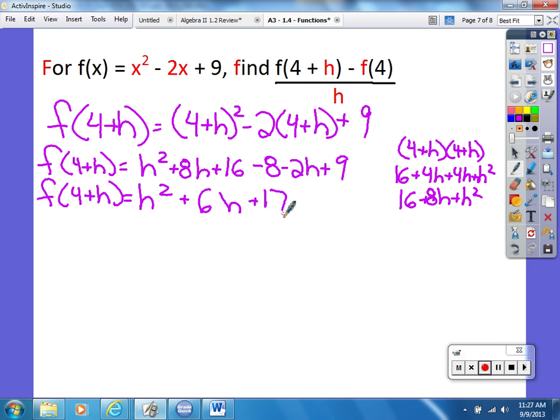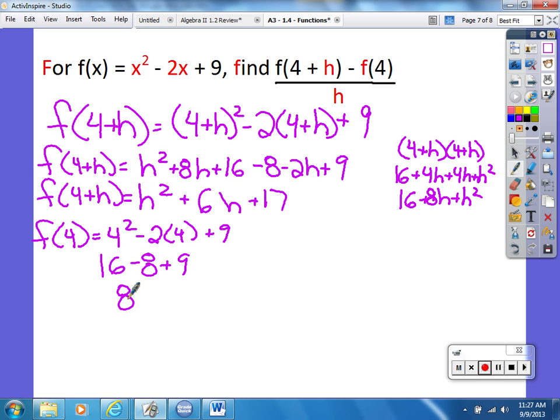Okay. Now I need to find f of 4. So I found this part, what do I still need to find? f of 4, let's find that quickly. f of 4 is equal to 4 squared minus 2 times 4 plus 9. So notice I did it in pieces, right? First piece, second piece. Stick with me for one more minute, we're almost done.